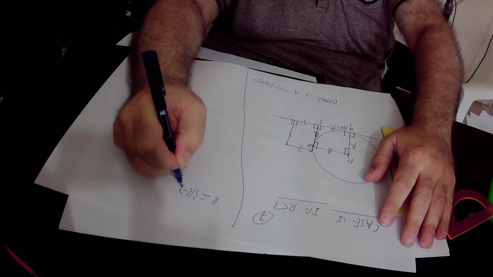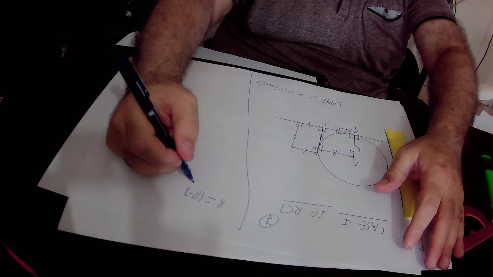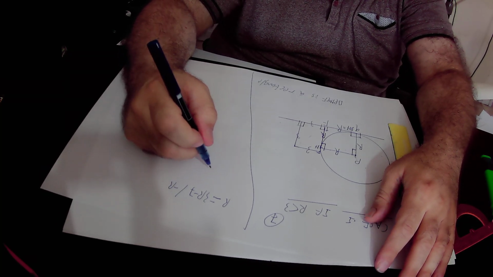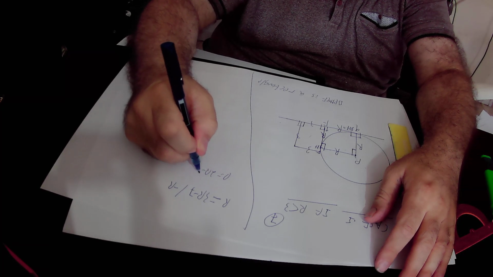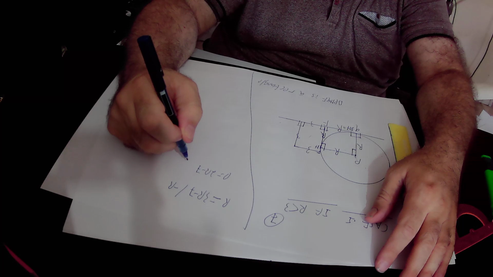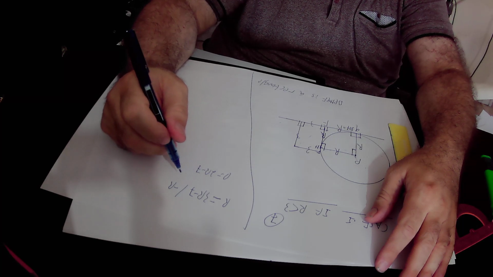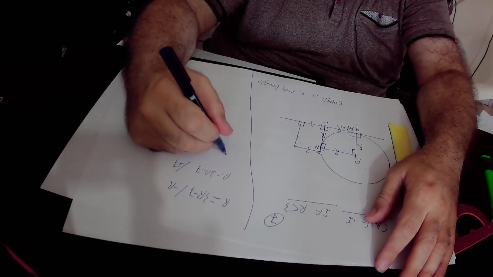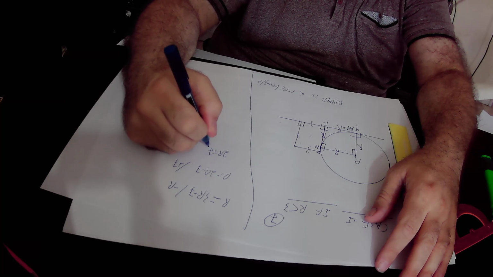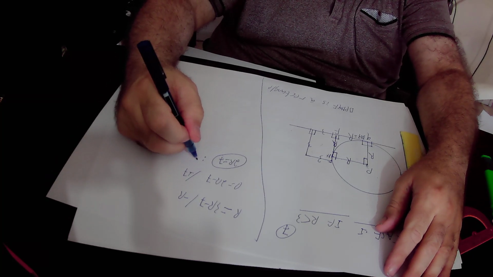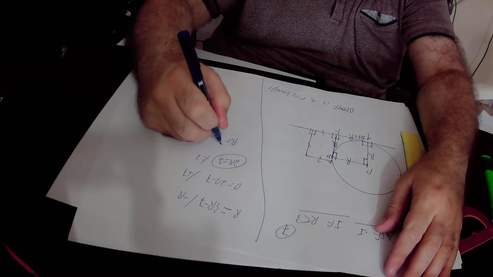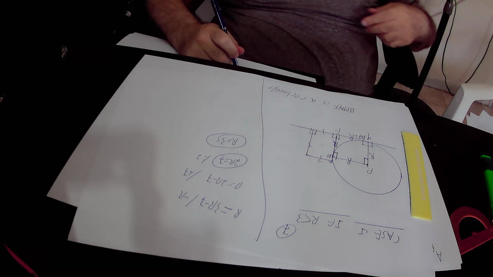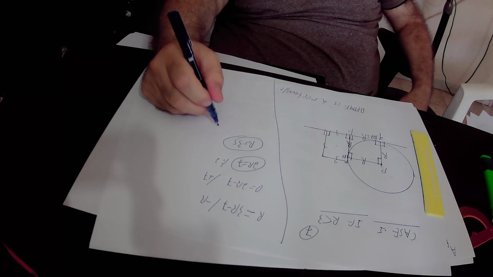Therefore, we can derive from it that R equals 3R minus 7. We subtract R from this equation, and we get that 0 equals 2R minus 7. Here we will add 7 to this equation, and we get that 2R equals 7. Here we divide this equation by 2, and we get that R equals 3.5 units.